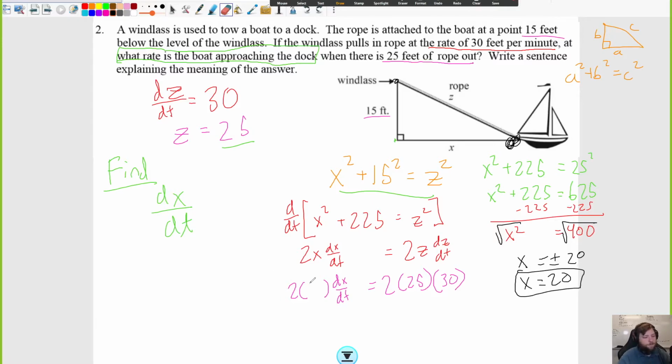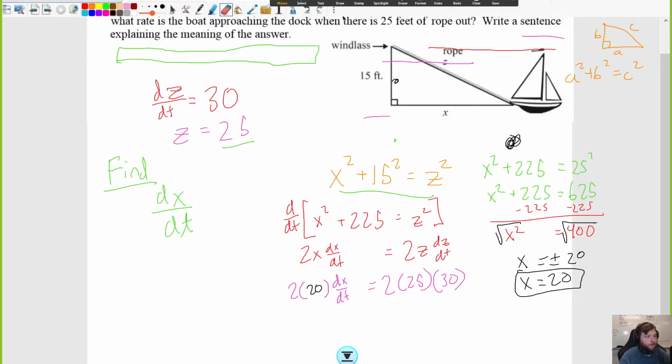So there I go. Plug that 20 in. And then we're just going to do some math right here. I'm going to move that down a little. Oh, I can't. Doesn't work for me.